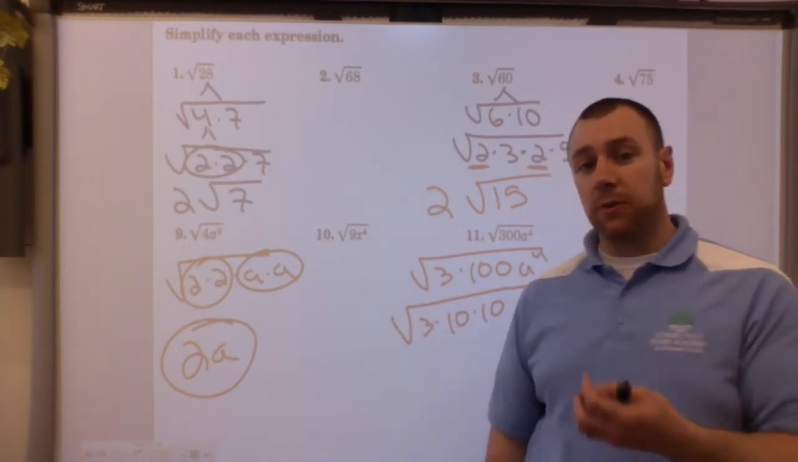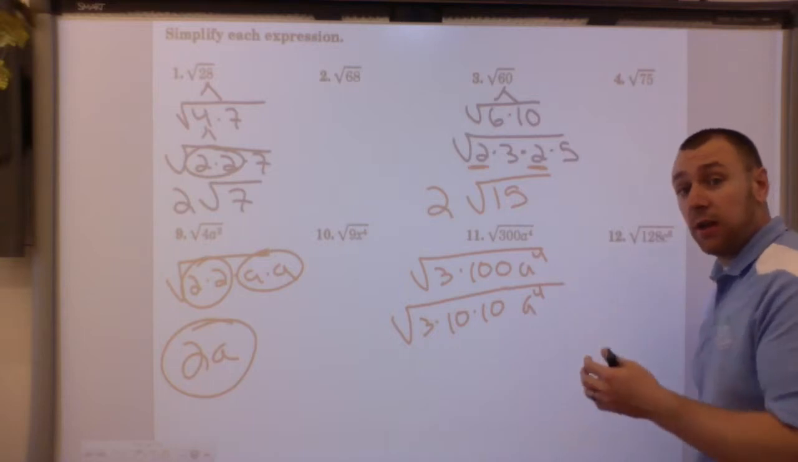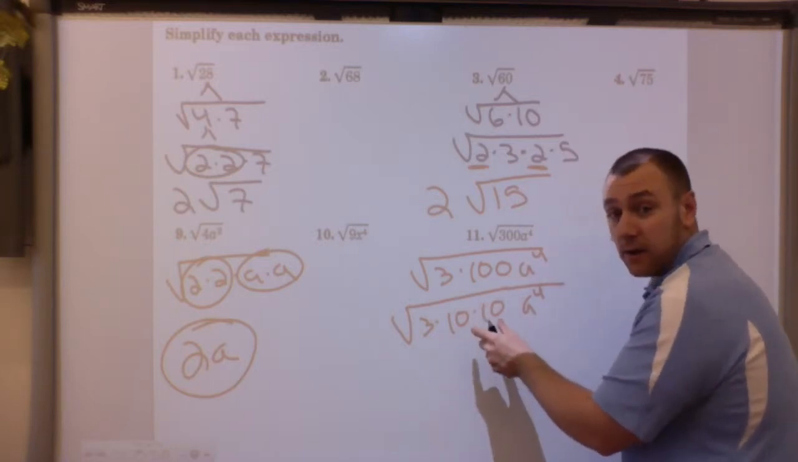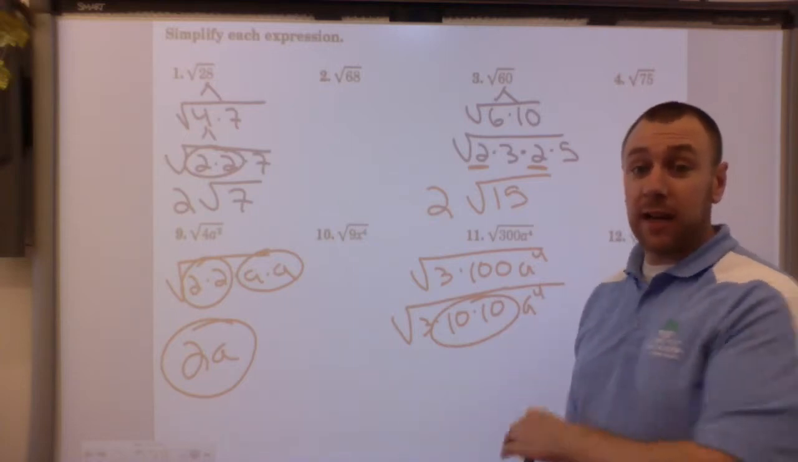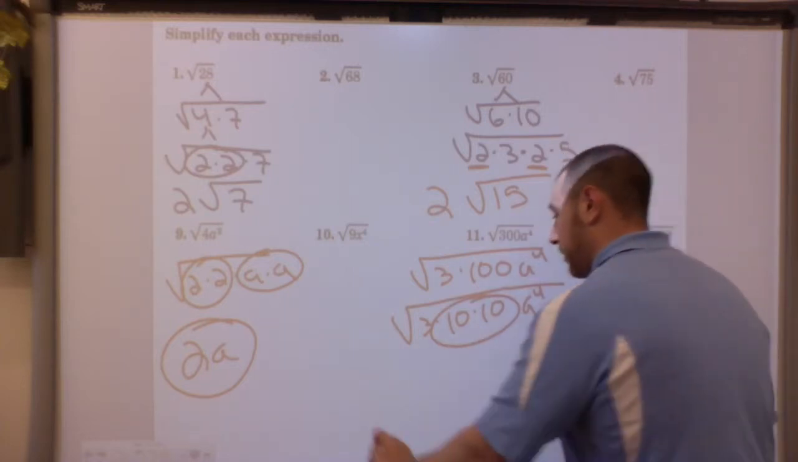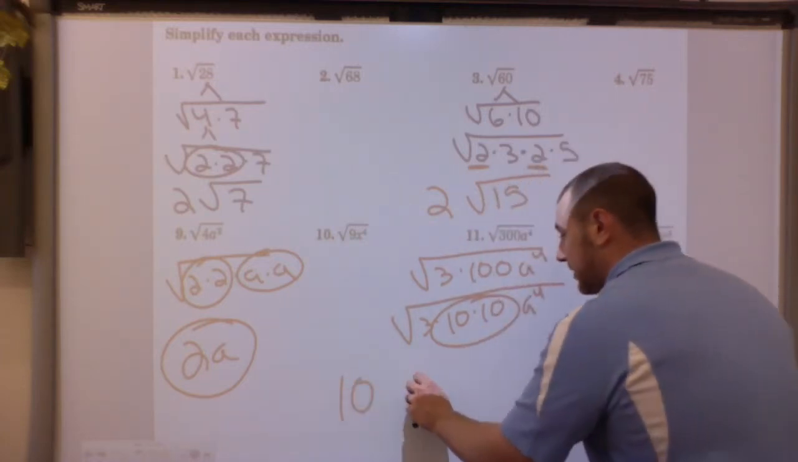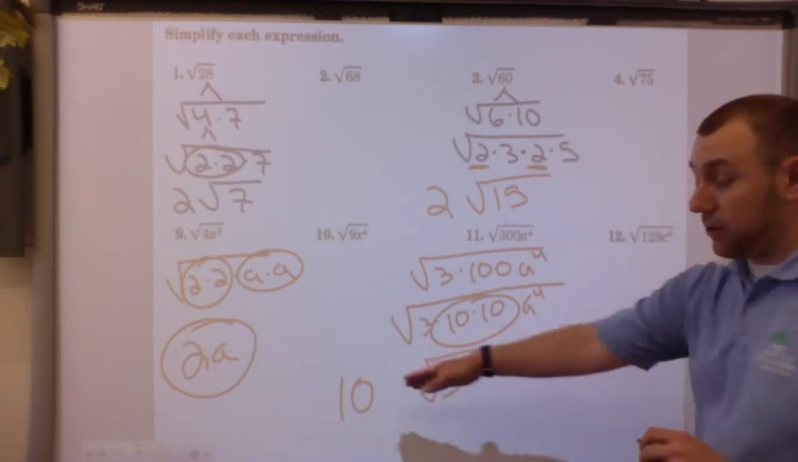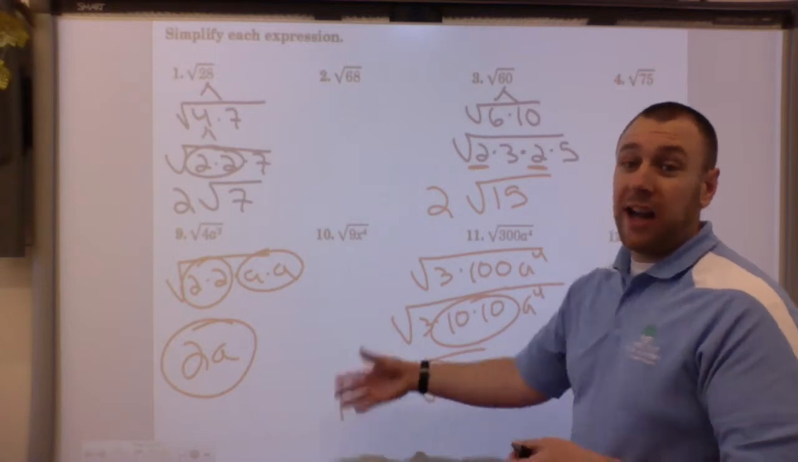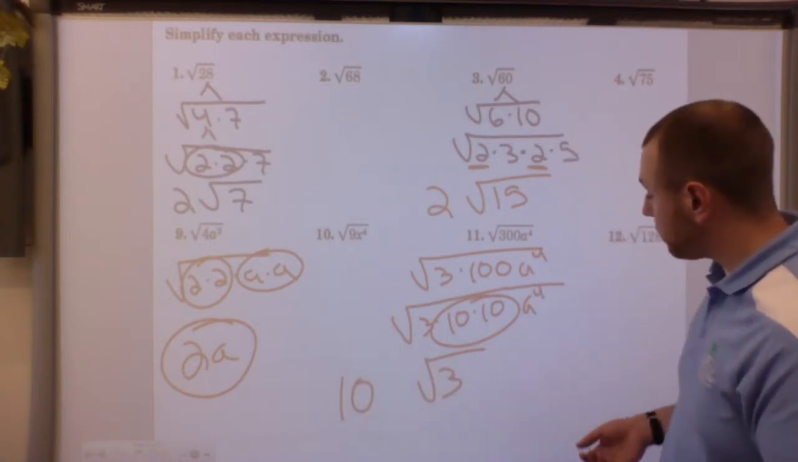But the biggest thing with radicals is I'm actually looking for pairs. I have a pair of 10's right here. Once I find pairs, I can automatically take them out. The 10 comes out, and inside the square root is a 3. Now I've broken down the number. I can't break down 3 anymore. I saved myself some time.